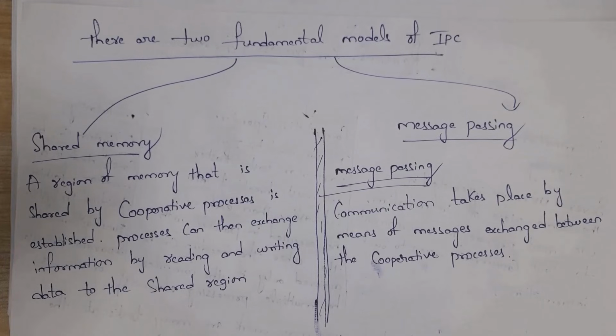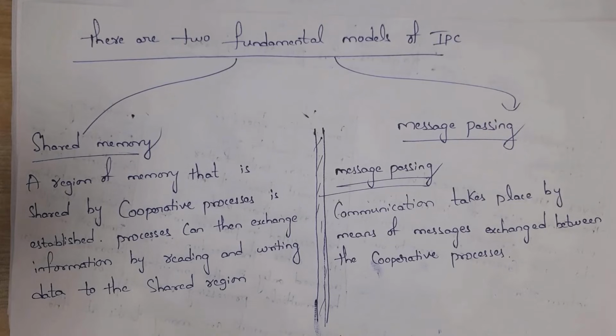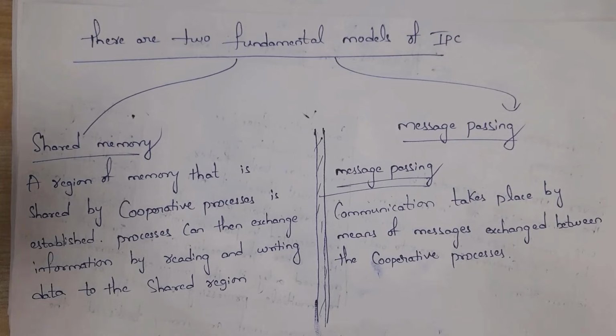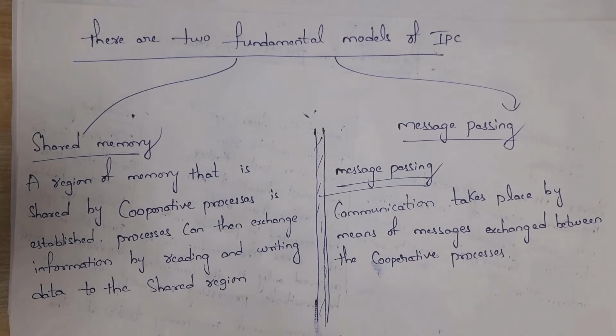There are two fundamental models of inter-process communication. The first one is shared memory and the next one is message passing. Shared memory is a region of memory shared by cooperative processes in order to exchange information. In message passing, communication is established by messages exchanged between cooperative processes. These are the two fundamental models of inter-process communication.